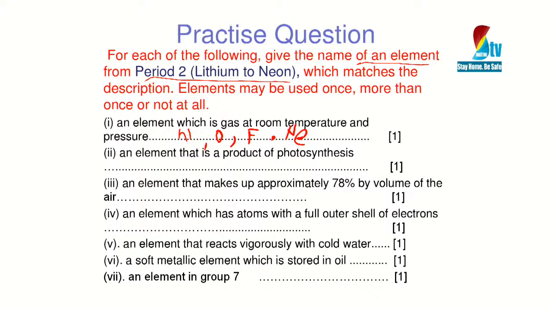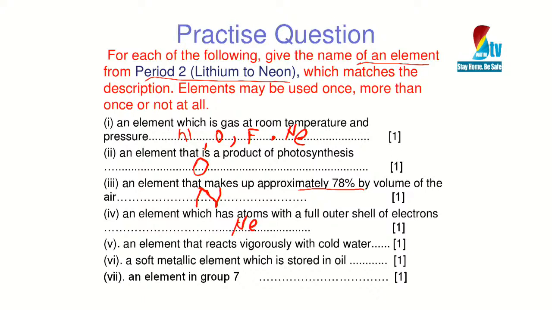Give an element that is a product of photosynthesis. I'm sure by now we know that we've been doing that since primary. So this will be oxygen. An element that makes up approximately 78%. We learned this at junior level. This is nitrogen, makes up the bulk of air. An element which has atoms with a full outer shell. This is found only in group 8. And the only element that resides in group 8 is neon.